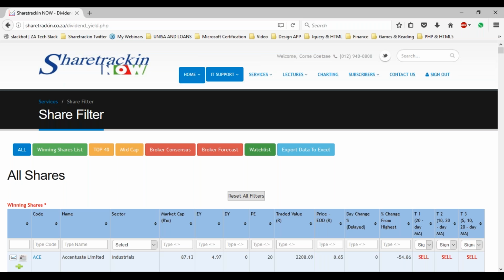Now, we've covered the amount of shares that Share Tracking says you should have in your watch list, but what is the amount of shares that one should actually have in one's portfolio? Studies have shown that the more shares you have and the more diversified you are, the lower risk your portfolio tends to carry. I'm going to give you an example just now of what it means when you buy 8 shares.